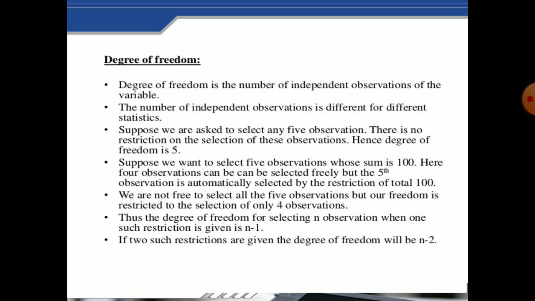You can take the value of a equal to 2, you can take the value of a equal to 3, but when you fix the value of a yourself, your b will be restricted. Means let's suppose a equals 3, so that means b has to be 2, otherwise no other such combination is possible. So in those cases, degrees of freedom will be 1 less than the number of variables. So we are not free to select all the 5 observations, but our freedom is restricted to selection of only 4 observations.